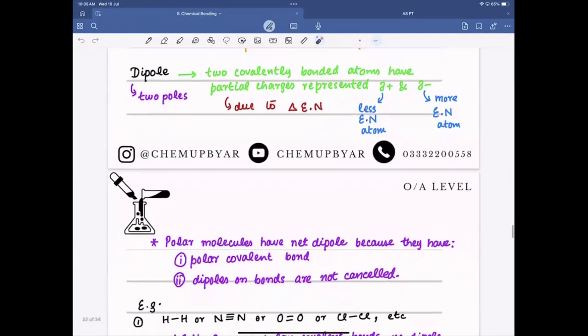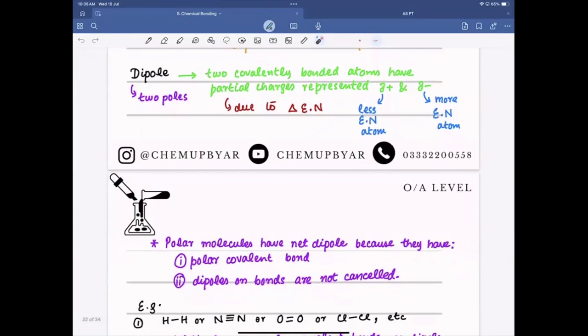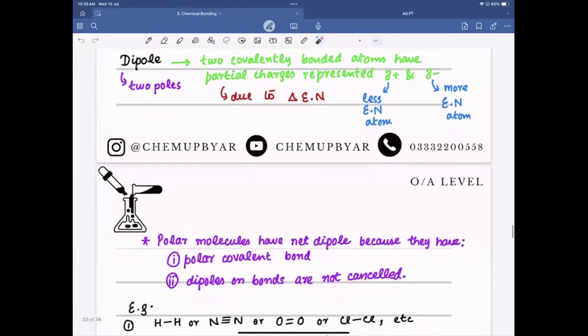So if you look at all these examples, are these going to be non-polar or polar? Yes, sir. It's gonna be non-polar, because there is no electronegativity difference. So they are non-polar bonds over here.